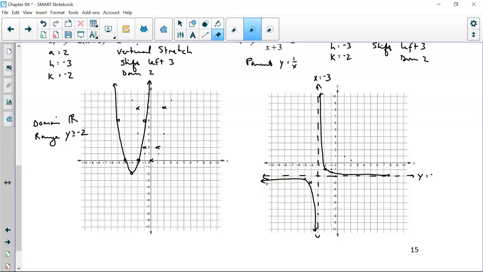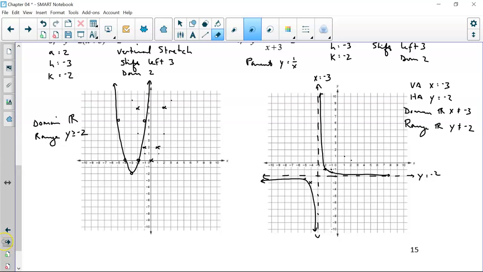So there you go. Our horizontal asymptote, y equals negative 2. Our vertical asymptote, x equals negative 3. Our domain, all real numbers as long as x does not equal negative 3. And our range, all real numbers as long as y does not equal negative 2. Let's do a few more.